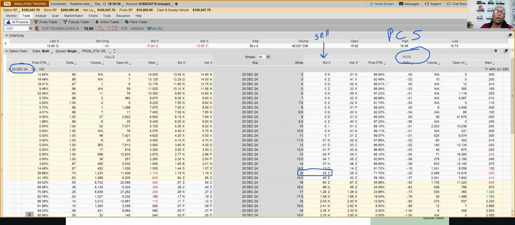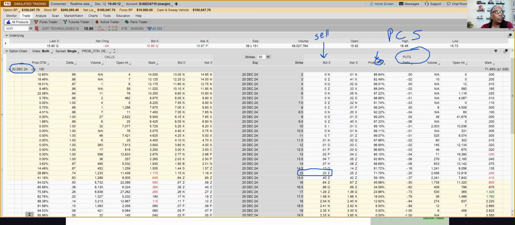Now, quickly, we'll talk about the probability of being out of the money. I won't go too deep into that, but when you're a seller, you want to be OTM, which is out of the money. When you're a buyer, you want to be in the money. When you're a seller, you want to be out of the money. So we like this strike. 15 is a good strike here.